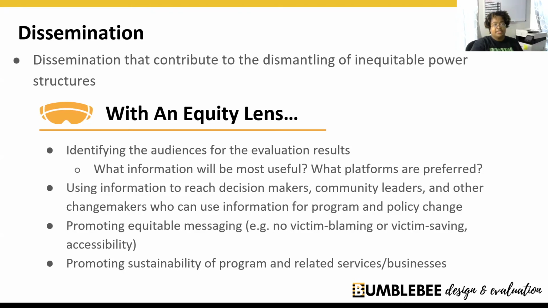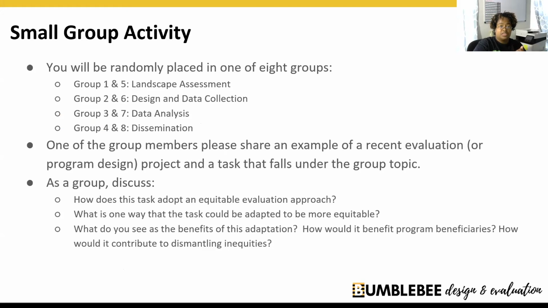So those are some ideas in landscape assessment, data collection and design, analysis, and dissemination. So what we're going to do is I'm going to move you into some small groups. You'll be randomly placed into one of 8 groups. Groups 1 and 5, I would like you to focus on landscape assessment. So make a note of your group number. 2 and 6, I'd like you to focus on design and data collection. Group 3 and 7, data analysis. And then group 4 and 8, dissemination.